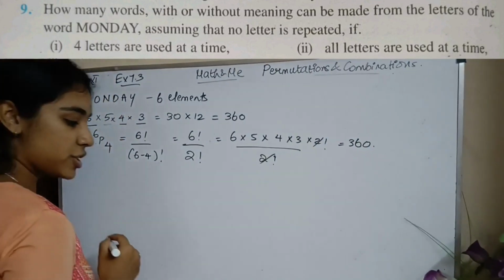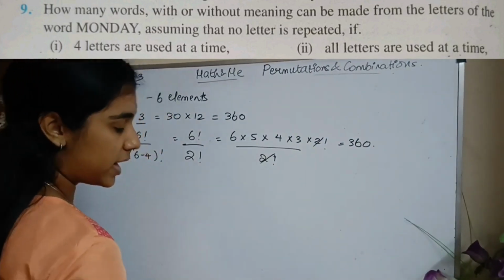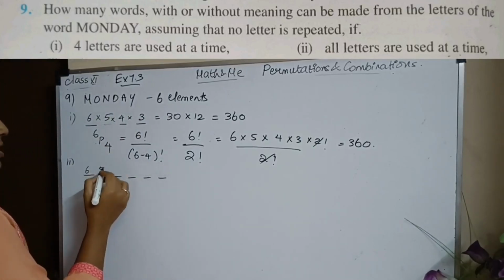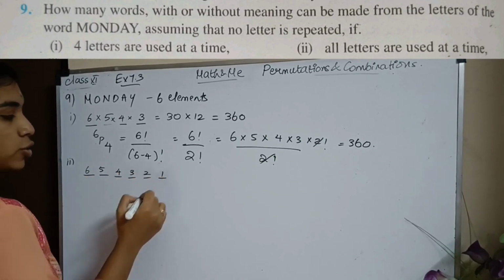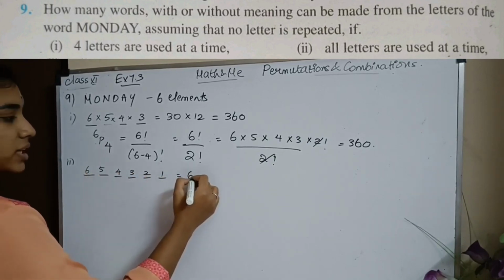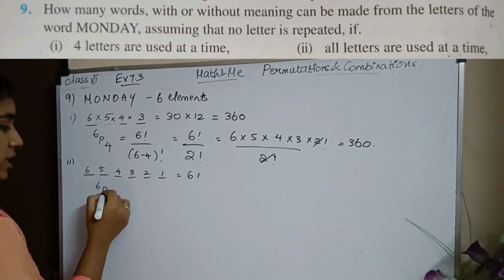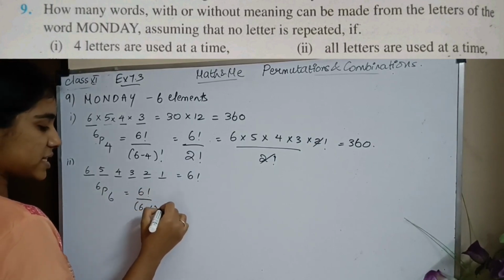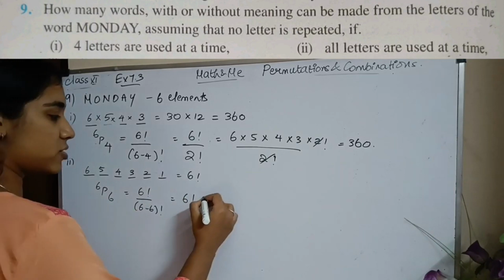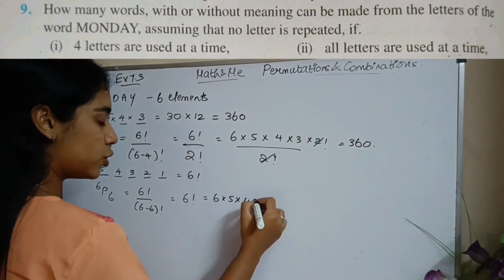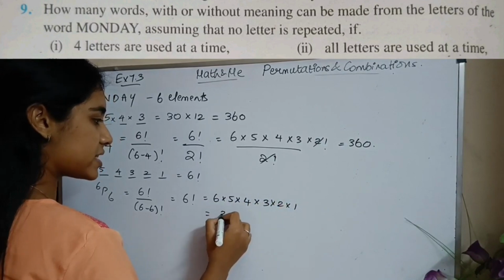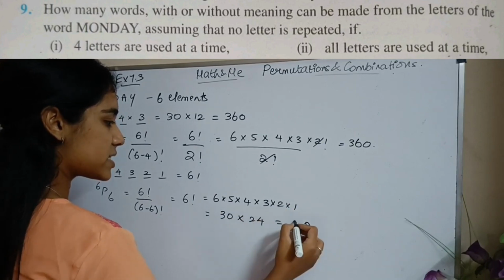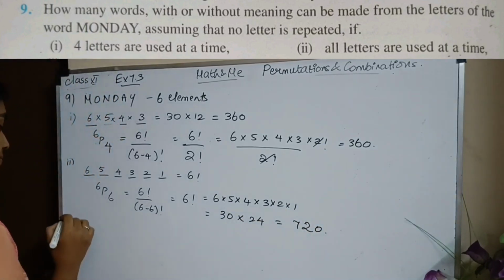Second subsection: all the letters are used at a time. So we use all 6 letters, 1, 2, 3, 4, 5, 6. I have 6 options, 5 for the next, 4, 3, 2, 1. It will be 6 factorial. In permutation, I have to choose 6 elements from the 6 elements that I have. So this will be 6 factorial divided by (6 minus 6) the whole factorial, which will be 6 factorial again. So this will be 6, 5, 4, 3, 2, 1. 6 5s are 30 times 4 3s are 12, 12 2s are 24. Or 4 3s are 12, 3 2s are 6, 7, 720. 6 factorial is 720.